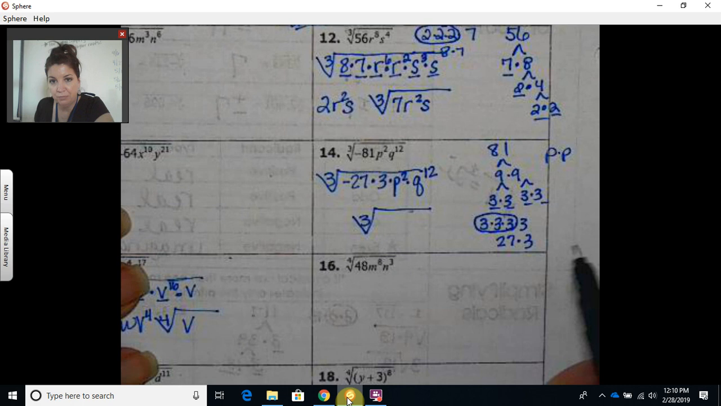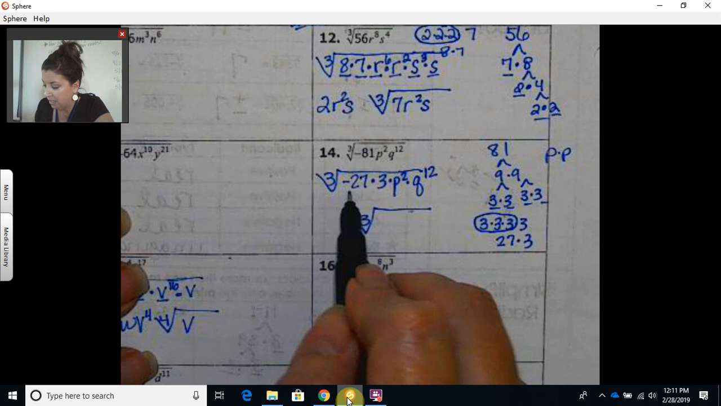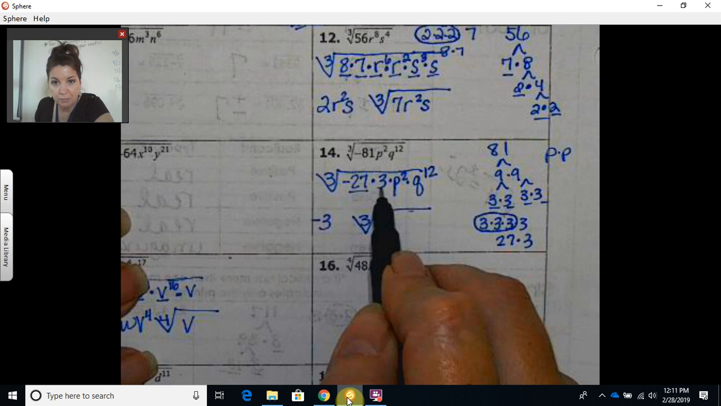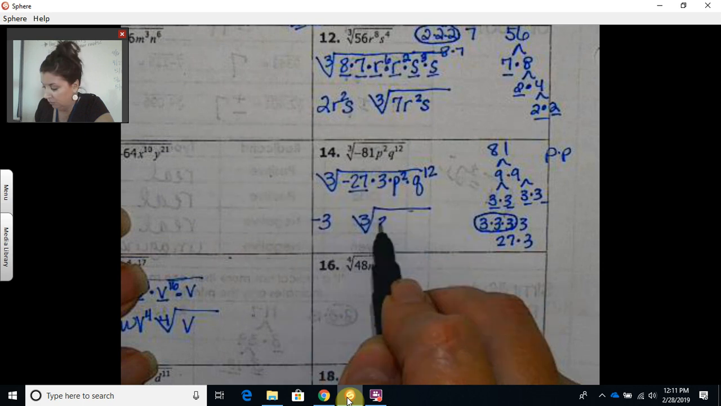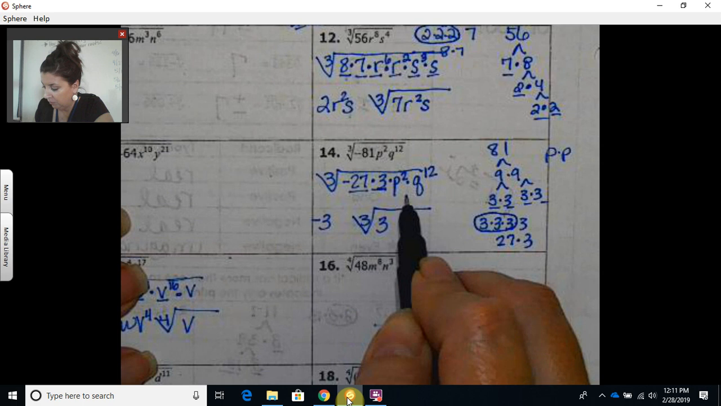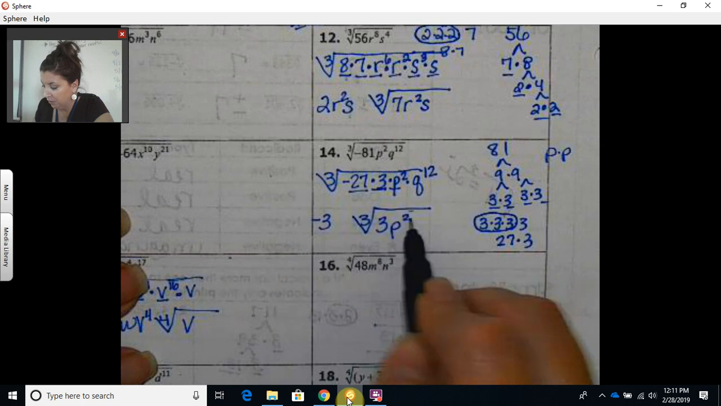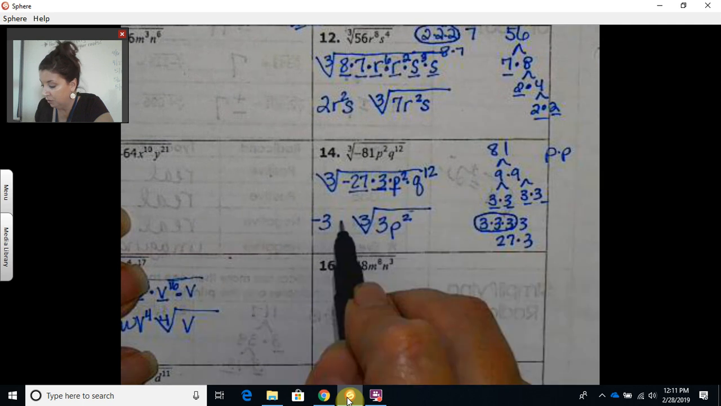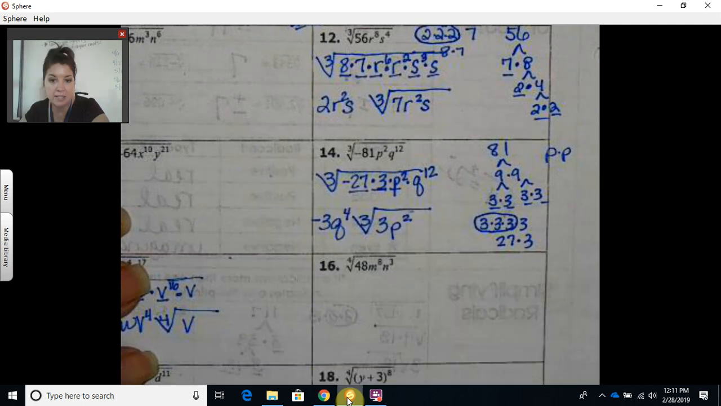All right, so let's break it down. What's the cubed root of negative 27? Negative 3. What do I do with this 3? Stays in the radical. What about p squared? Stays in the radical. What about q to the 12th? Q to the 4th. The cubed root of q to the 12th is q to the 4th. So since we take the cubed root, it goes on the outside. Look at 18 real quick.